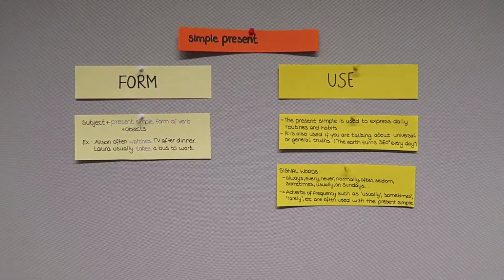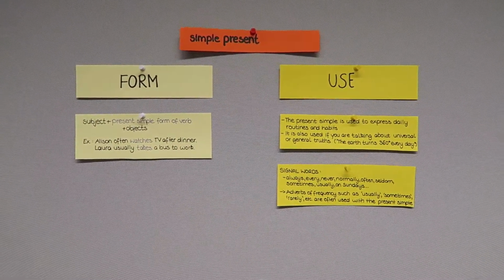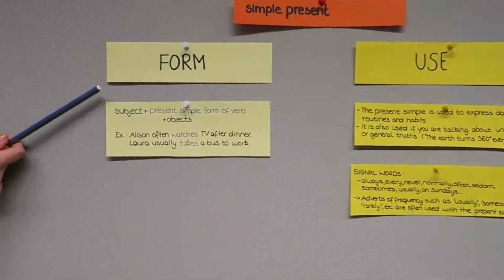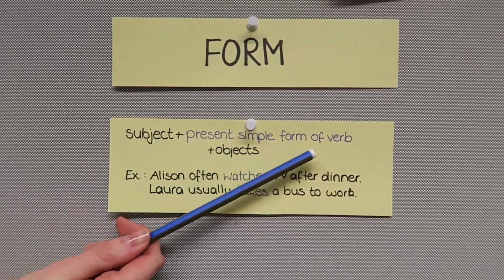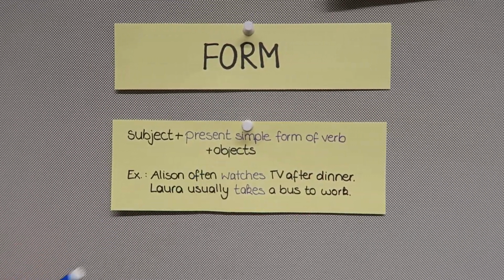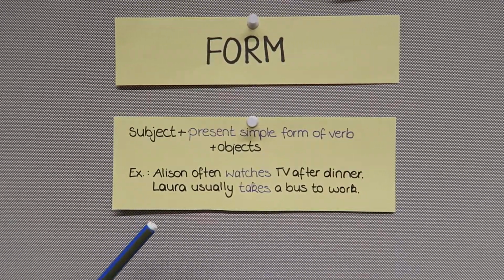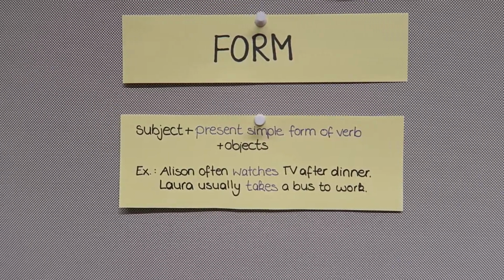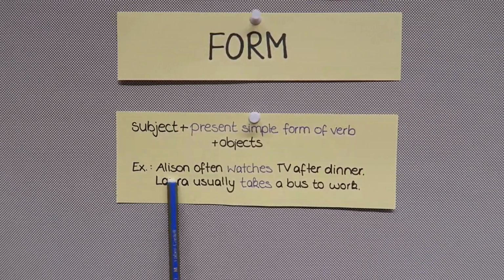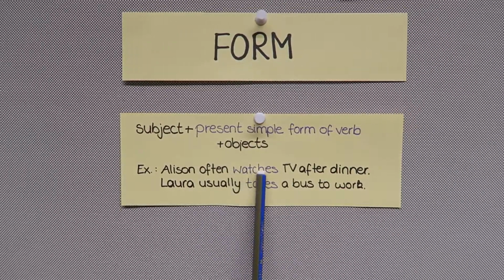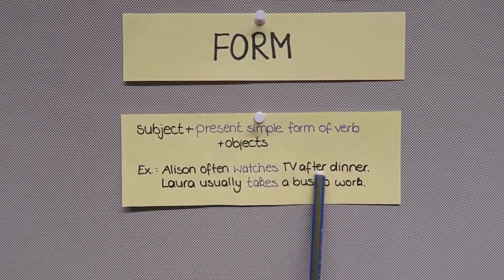The first tense we are going to talk about is the simple present. The form of the simple present is the subject plus the present simple form of the verb plus the objects. An example would be Alison often watches TV after dinner, or Laura usually takes a bus to work. Here we have the subject, here we have the present simple form of the verb, and here we have the object.